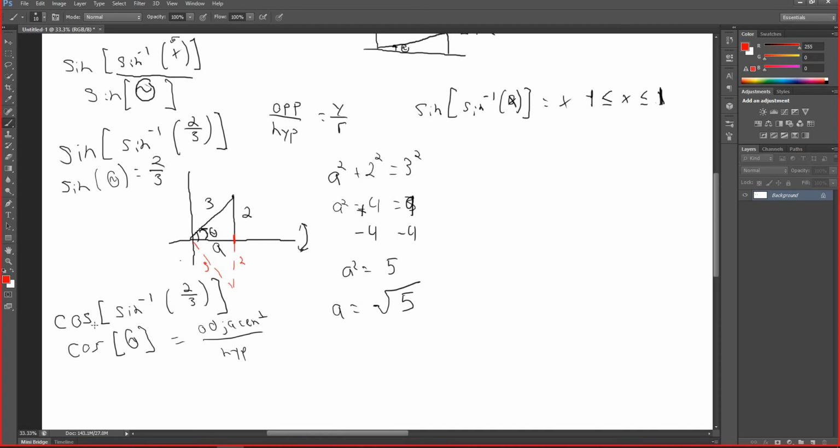So in quadrant 4, cosine is positive. We now have a value for our adjacent. We got that square root of 5, and we already knew the hypotenuse from our sine inverse function. So we have cosine of theta. Actually, I can even go back and say cosine of sine inverse of 2/3 is equal to square root of 5 over 3.